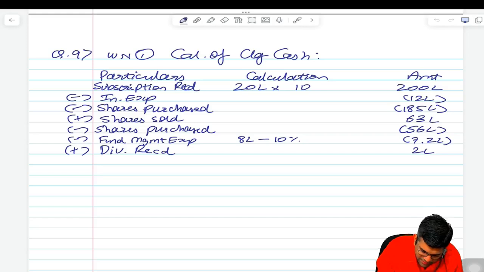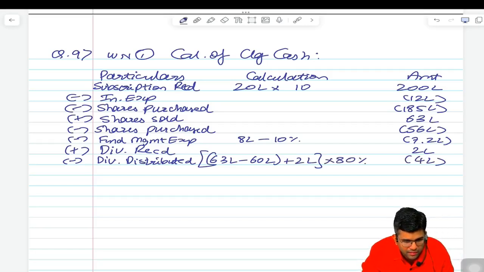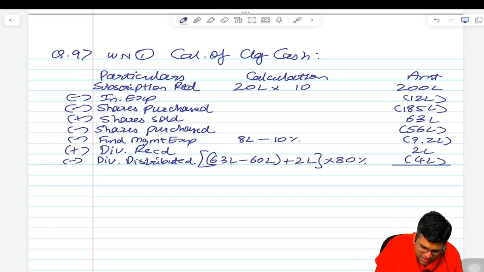So I will write here less dividends distributed. That will be 63 lakh minus 60 lakh. Correct? Plus 2 lakh. The whole into 80%. Everyone following clear? The entire realized earnings distributed 80%. So that students will give you your final closing cash balance.